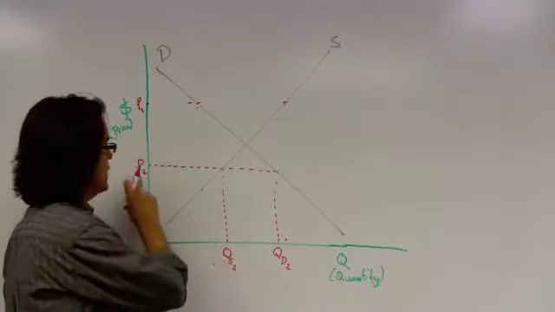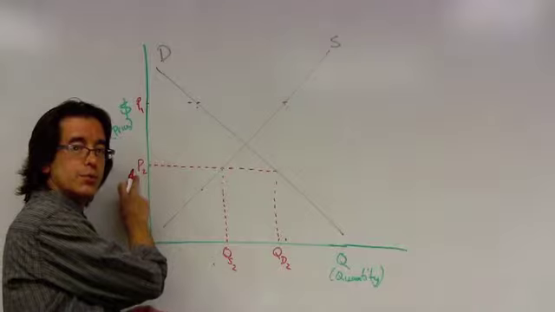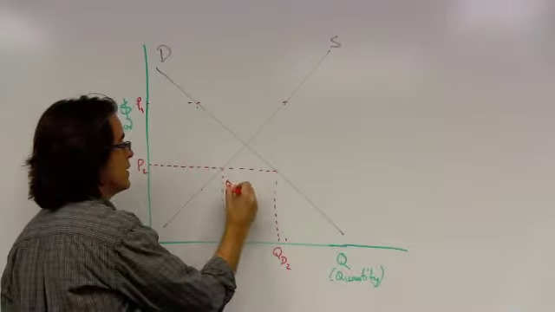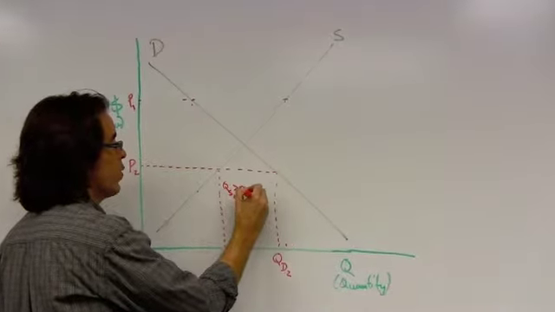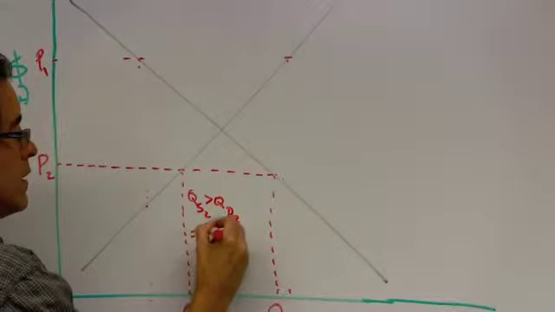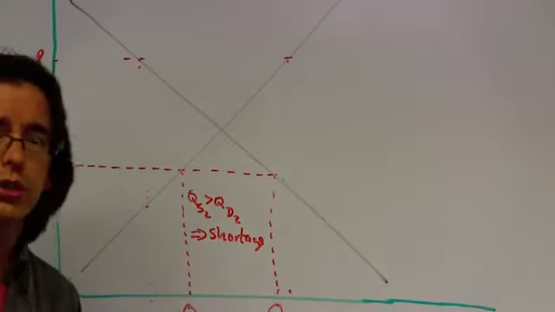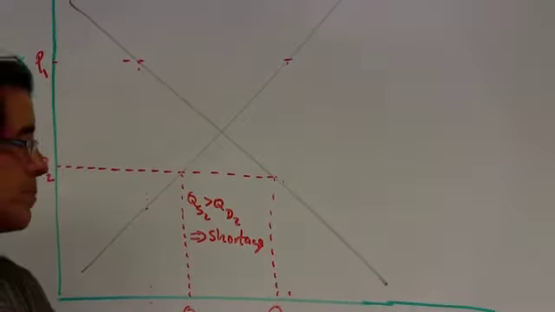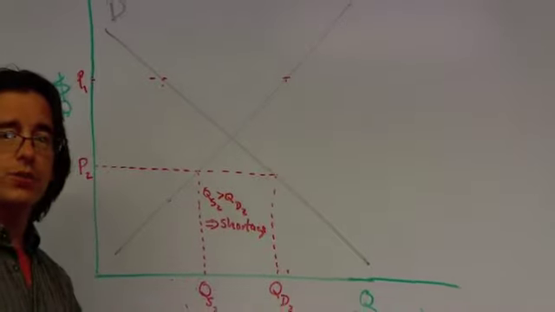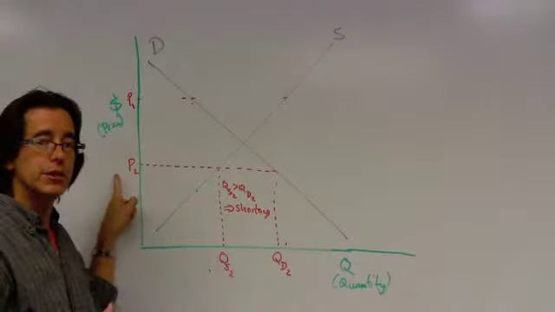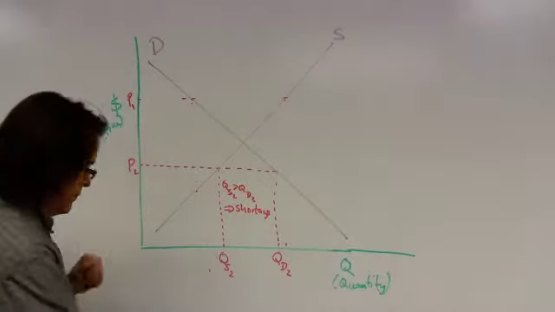So what we have in this case, when the price is below a certain point, is that the quantity demanded is greater than the quantity supplied, which gives us a shortage. So there's more demand for the good than is actually supplied to the market. So again, this is what happens when the price is below a certain point.